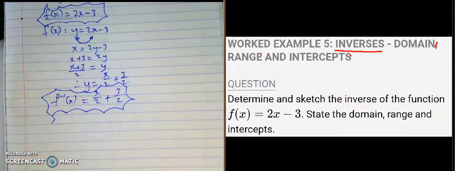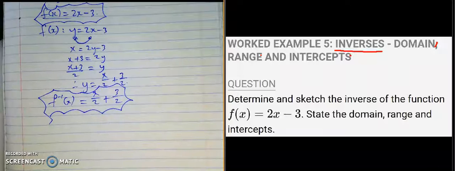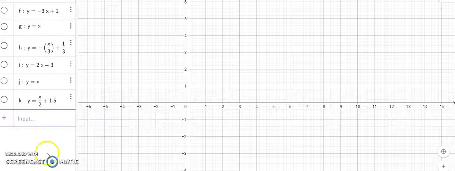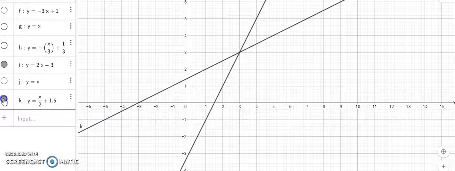Okay, so we now need to plot these two on the same system of axes. So let's have a look. I already have it here for you guys. So the first equation is y equals 2x minus 3, and that is where that graph lies. The next graph, learners, would be the inverse, which is y equals x over 2 plus 3 over 2, and that is where that graph lies.